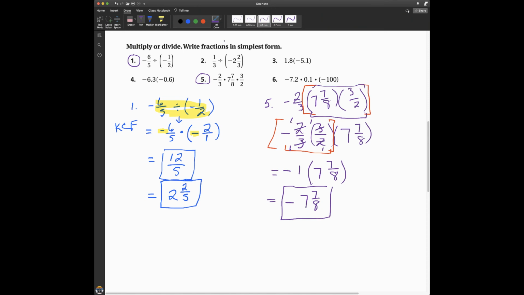Okay, so I left some problems for you to look at. Number 2, 3, 6, and 4. With 3, 4, and 6, you can go ahead and use your calculator. And then number 2, go ahead and work that one out. And so pause your video here and work those problems out.